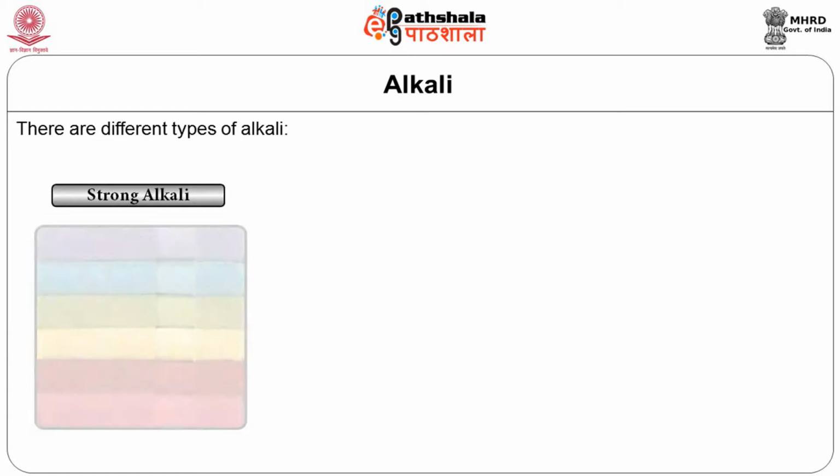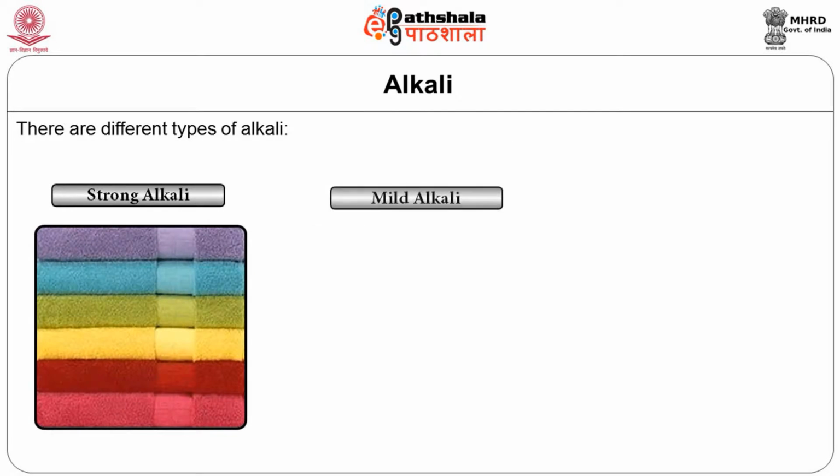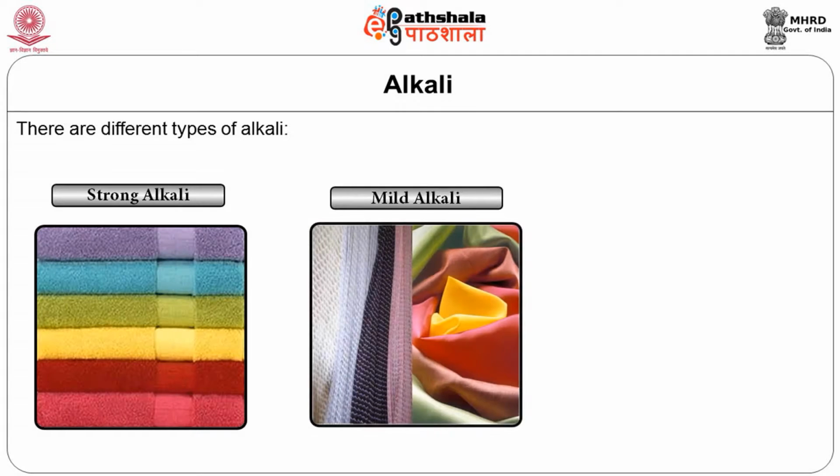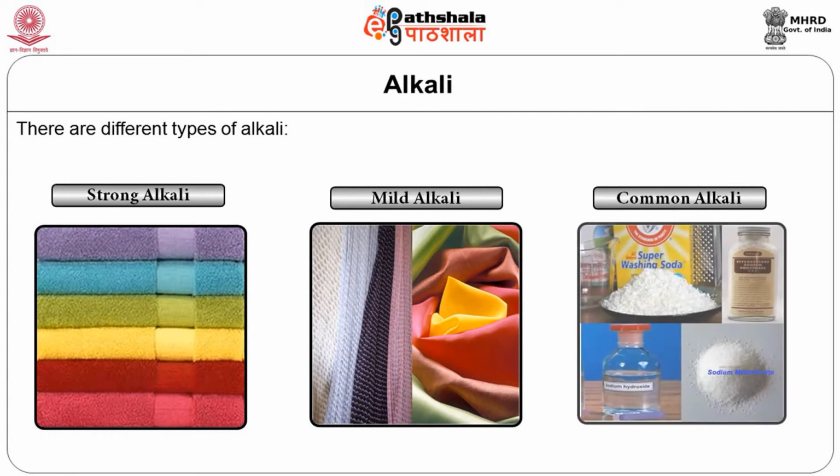There are different types of alkali: the strong alkali, mild alkali and common alkali. The strong alkali can be used for cotton fabrics. Mild alkali can be used for wool, silk and similar fabrics. The common alkali can be used for any type of fabric. Common examples of the common alkali are washing soda, sodium phosphate, sodium hydroxide and sodium metasilicate.